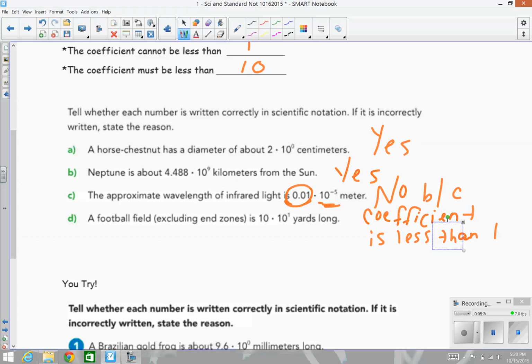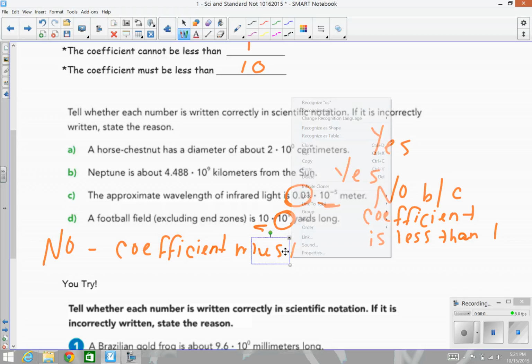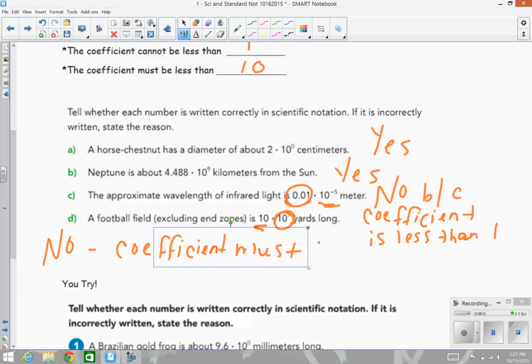Similarly, if we look at example D, a football field excluding end zones is 10 times 10 to the 1 yards long. Again, the power is not the issue. It's that our coefficient needs to be less than 10. So this is no. Coefficient must be less than 10.